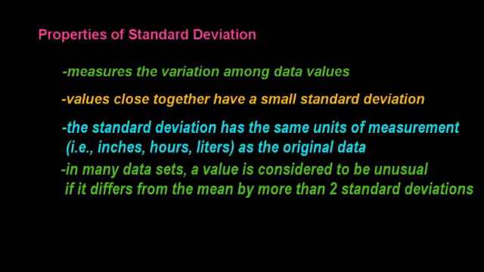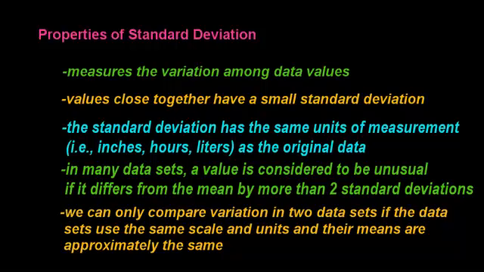In many data sets, a value is considered to be unusual if it differs from the mean by more than 2 standard deviations. So we calculated our minimum and maximum usual value by going out 2 standard deviations. So anything that differs more than that, either lower or higher, is considered to be unusual.